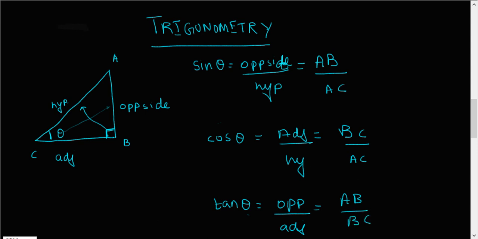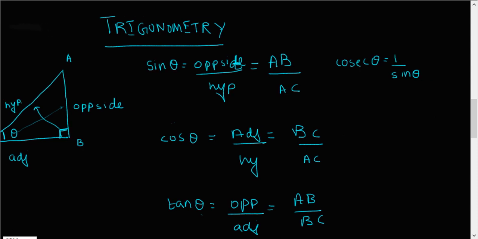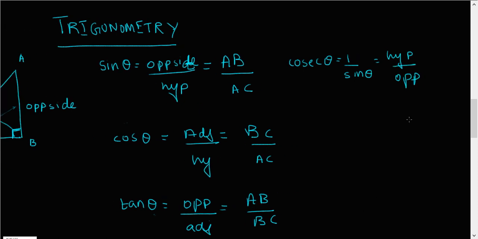Now the other trigonometric ratios are reciprocals of these. The reciprocal of sine theta is given as cosec theta. Since it's a reciprocal, it is 1 by sine theta. Sine is opposite by hypotenuse, so it becomes hypotenuse by opposite. Sine is AB by AC, so this would become AC by AB, the reciprocal.